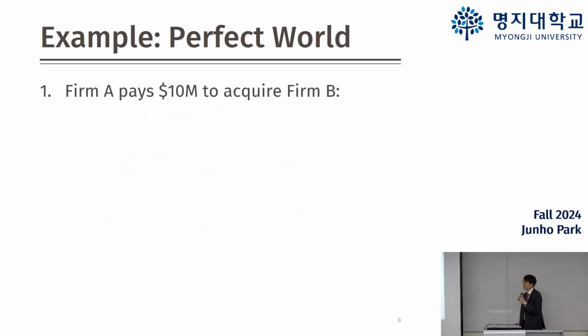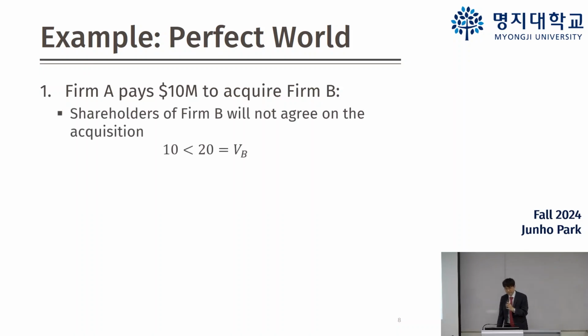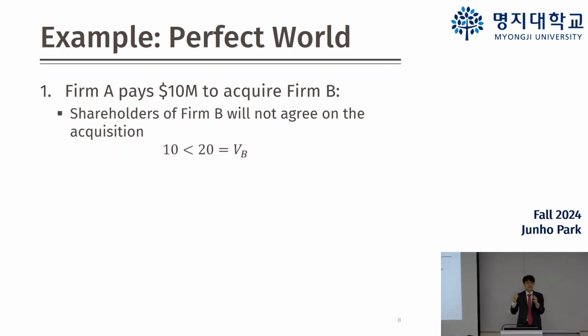So case 1. This is totally about how much firm A gives to firm B's shareholders, because shareholders, in return, will give their shares to firm A, and by doing so, firm A can control firm B and start the merger activities. As a beginning, firm A may say, we want to acquire your company by giving $10 million. And then, definitely, it is not possible because the shareholders of firm B know that their company's value is $20 million. So they already have 20.